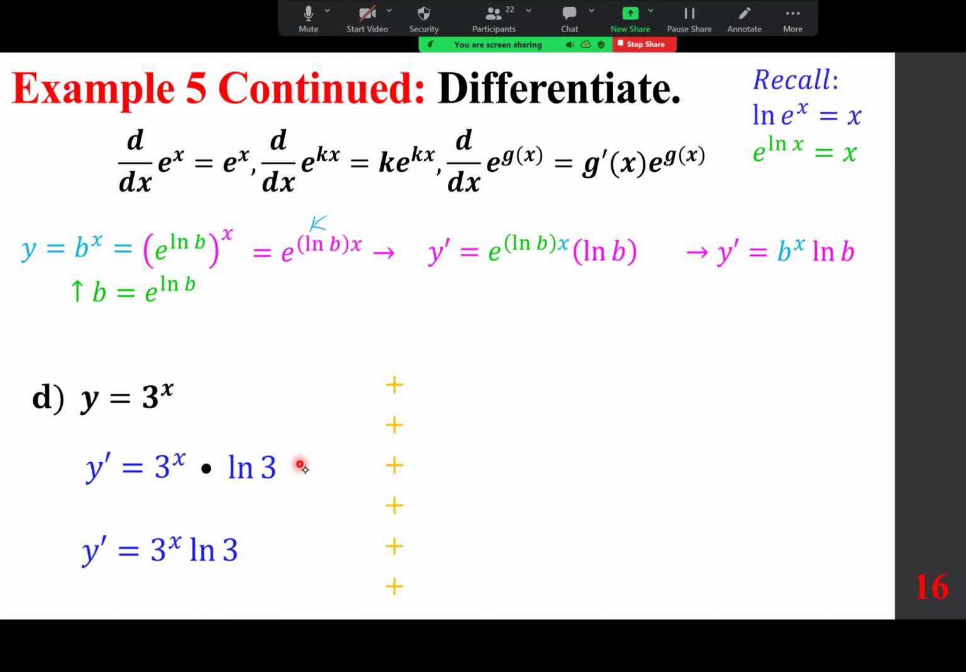Now, we keep it in the same format because if you put this in front, you may be confused with ln of 33 to the power of x, so we're done.